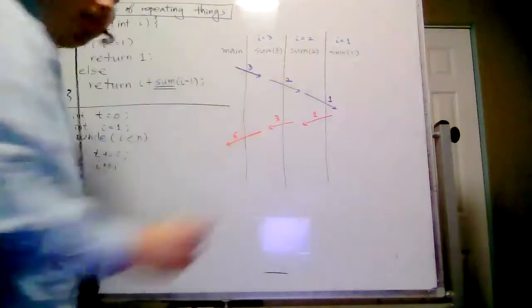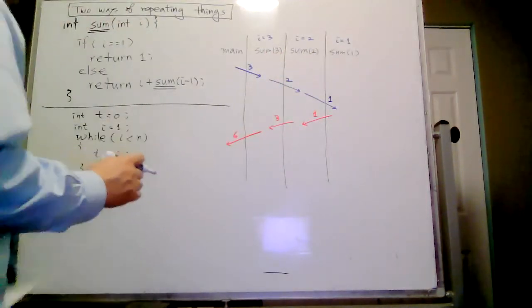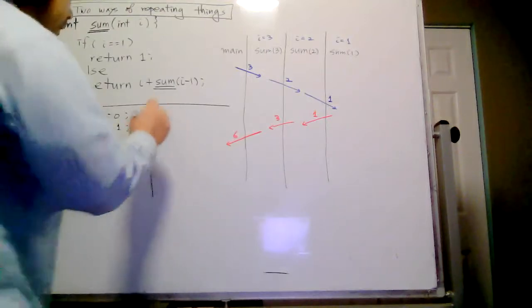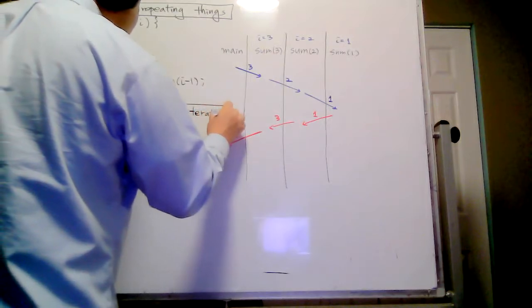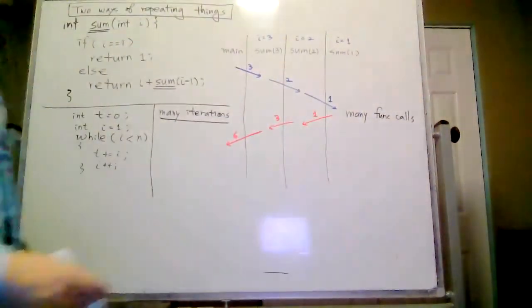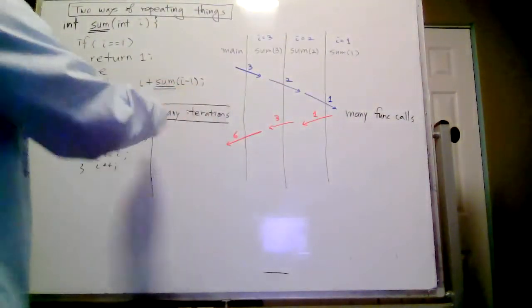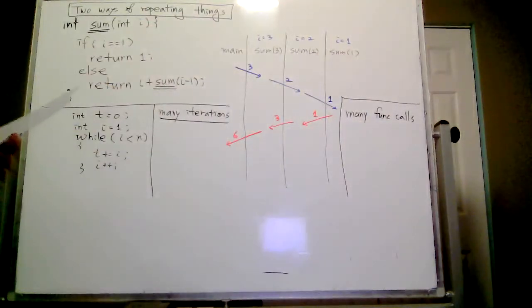Well, many function calls, right? So here in loop, many iterations. In recursion or recursive function, many function calls. Okay? So in loop, using many iterations, we repeat. In recursive function, using many function calls, we repeat the stuff. Okay?